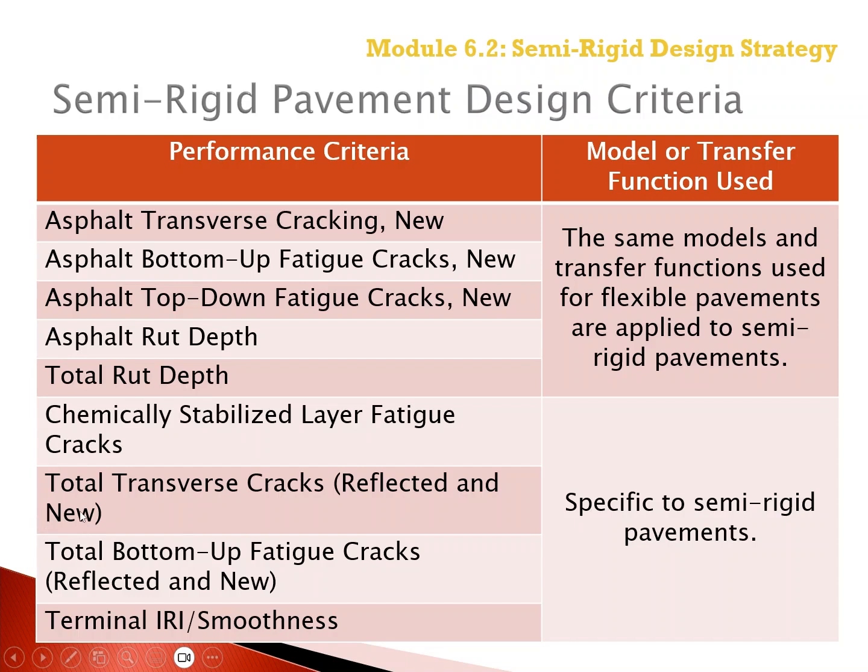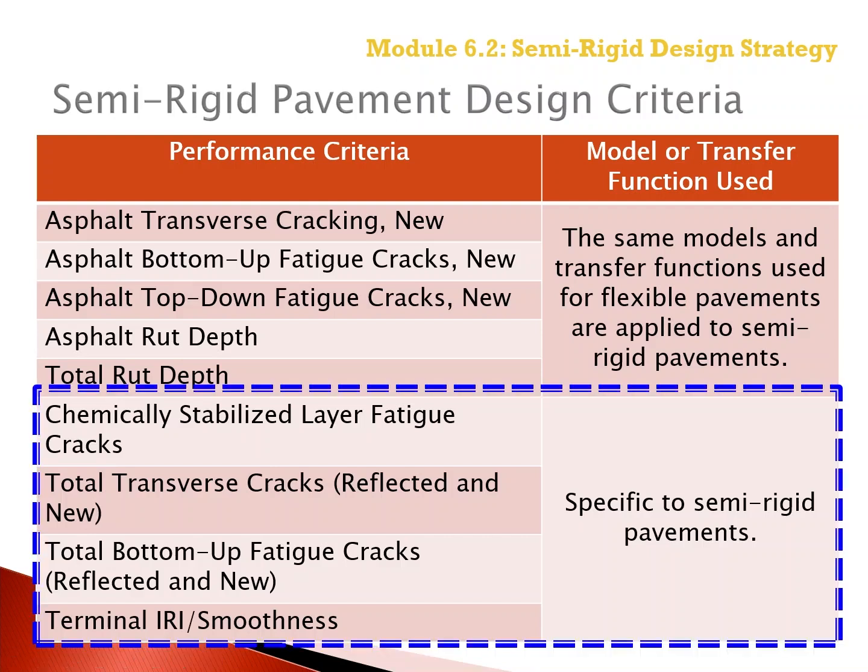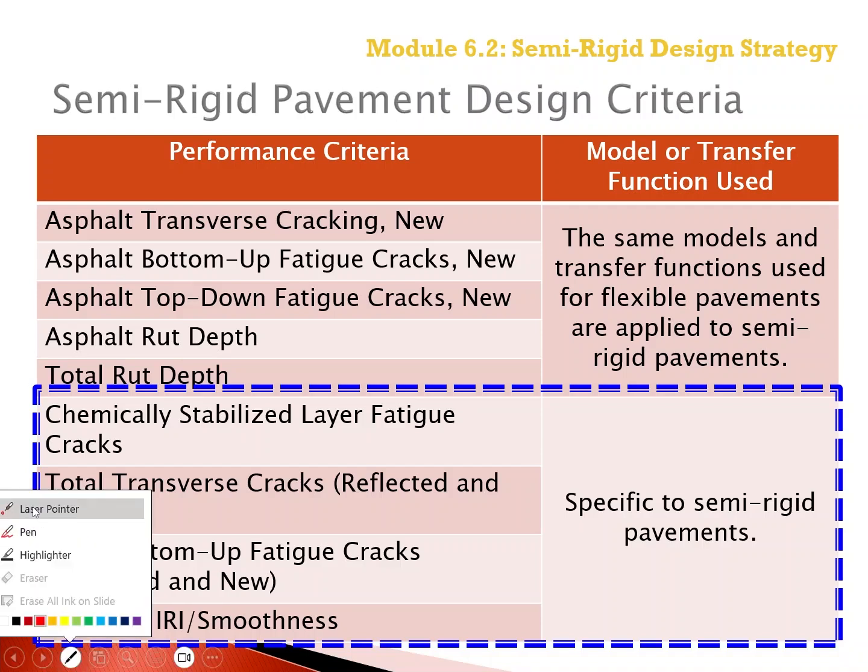So the distress or performance criteria for semi-rigid pavements are displayed on this screenshot, which we previously reviewed in an earlier session of this module. The following slide will list each of the performance criteria in terms of the models and transfer functions used for predicting the distress. But as displayed in the table, many of these transfer functions have already been discussed and described for flexible pavements because they are the same.